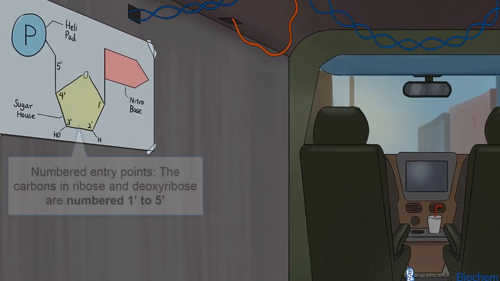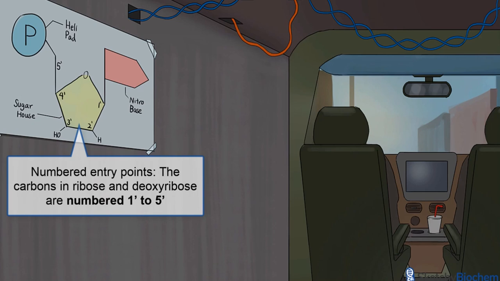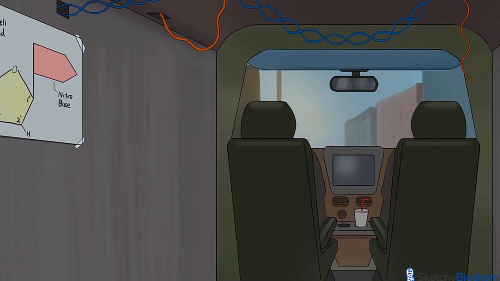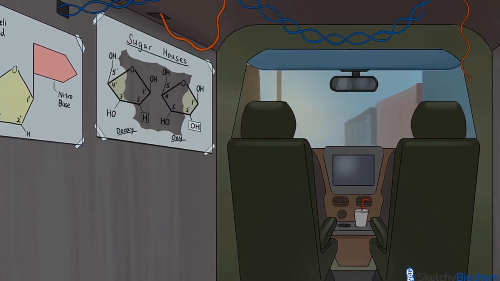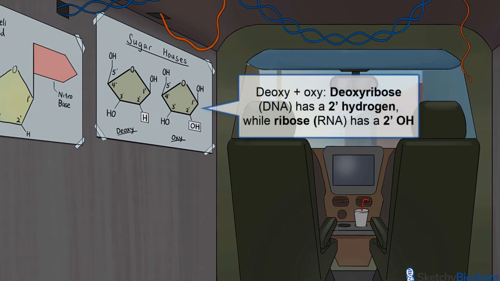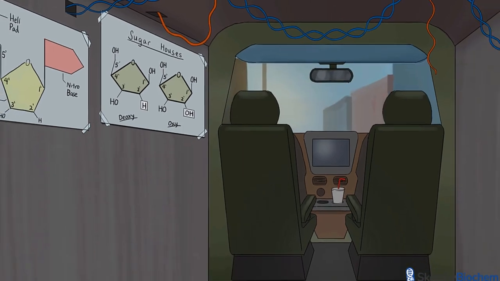The pentagon-shaped sugar house is labeled from 1 to 5. These are the access points to get into the building. The sugar house is a deoxyribose or ribose sugar, and the helipad that attaches at point 5 represents a phosphate group. You'll see 2 more sugar houses to the right. Our Nitro Gang members reside there. The deoxy house has an H at point 2, while the oxy house has an OH instead. This is because deoxyribose sugars have a hydrogen at the 2' position, while ribose sugars have a hydroxyl group instead.